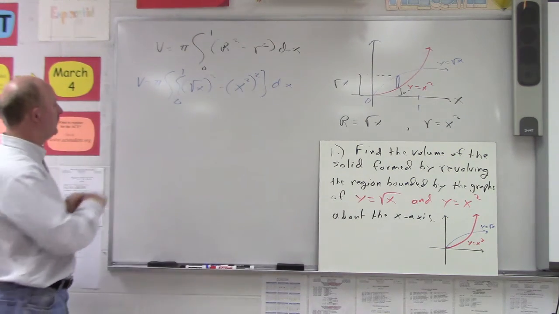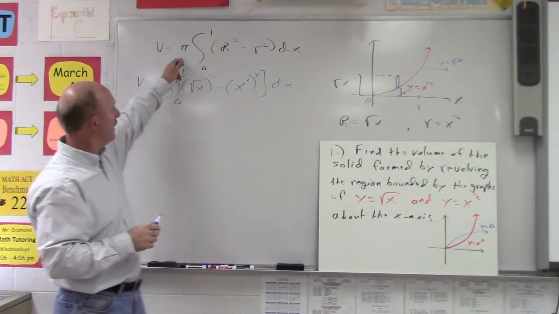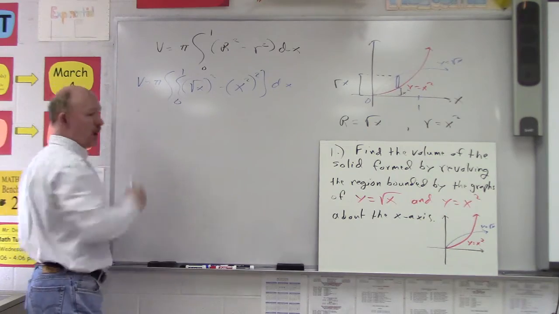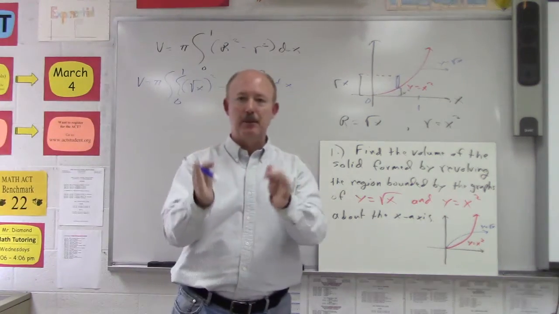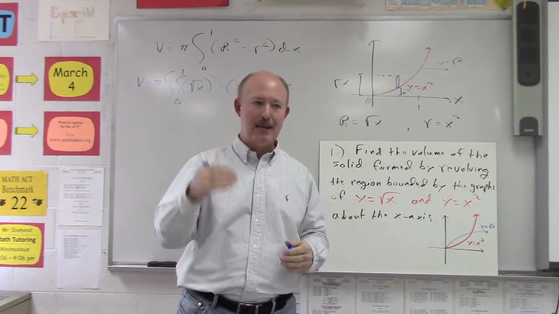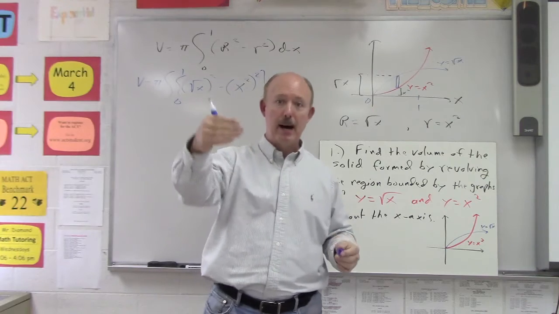Now, to simplify this, let's see what we get. Also, make sure you remember, this is pi times your integral, big R squared minus little r squared. Don't forget the pi. I like to put the pi on the outside of the integral, but you got to bring it down each step, and remember that pi is still there. So at the end of your problem, you got to remember to multiply by pi, all right?